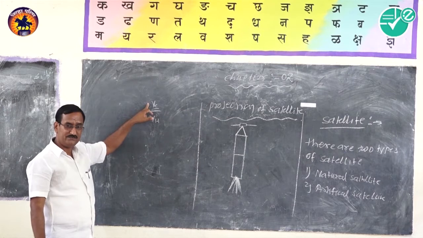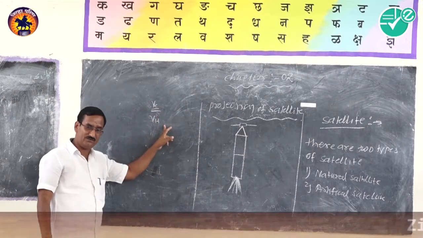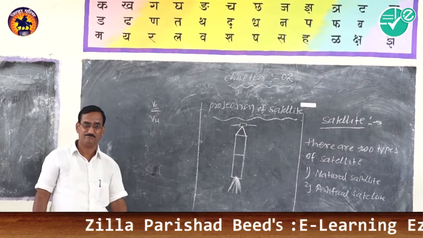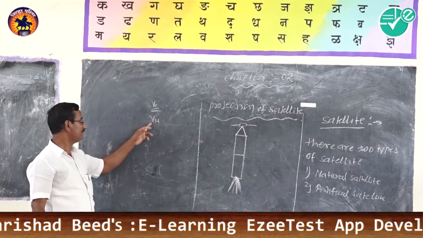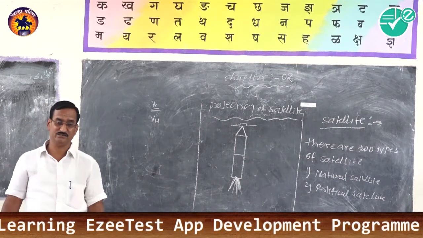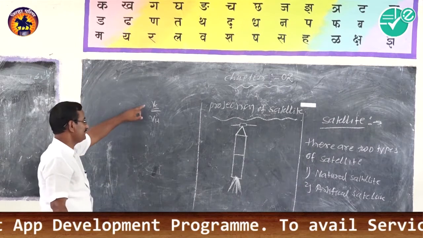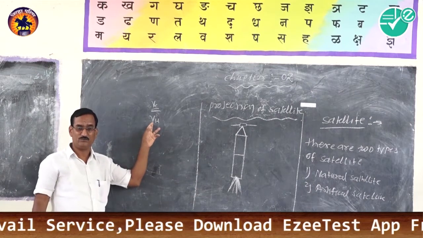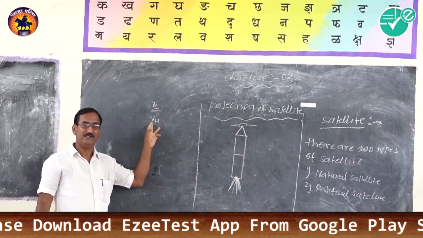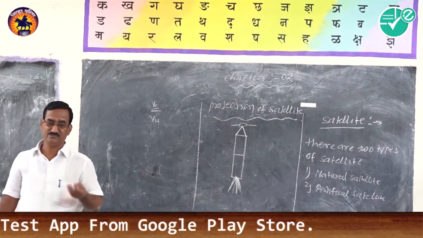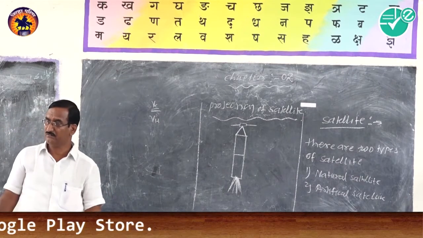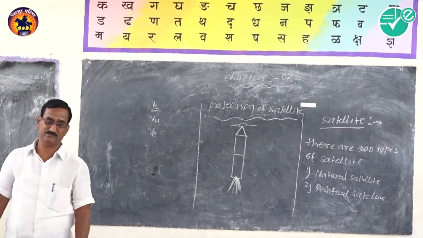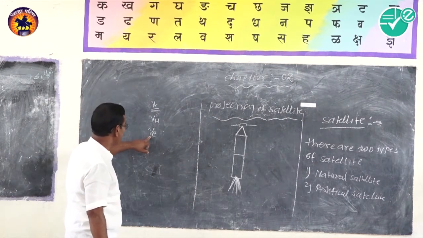The vertical velocity, known as the critical velocity, and the horizontal velocity are denoted by Vc and Vh. The critical velocity is imparted to the satellite by the first stage of the rocket, and the horizontal velocity is imparted by the second stage. For the satellite to escape from the Earth's gravitational field, the escape velocity is utilized, and it is denoted by Ve.